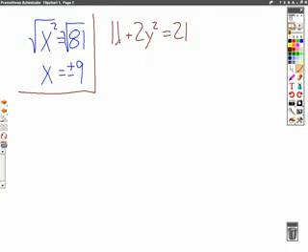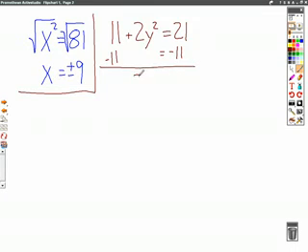Got to get it by itself. That means I need to get rid of the 11, and I need to get rid of this positive 2 right here, and I need to get rid of this squared exponent. So the first thing that we got to do is do what? Hopefully you said subtract 11 from both sides.